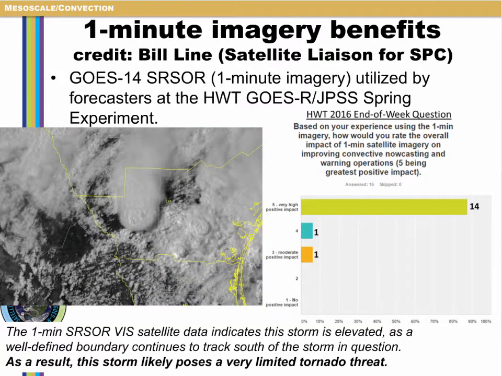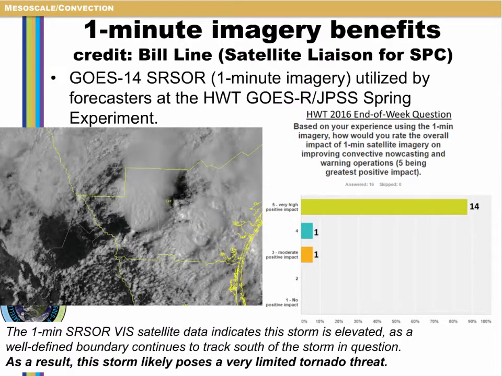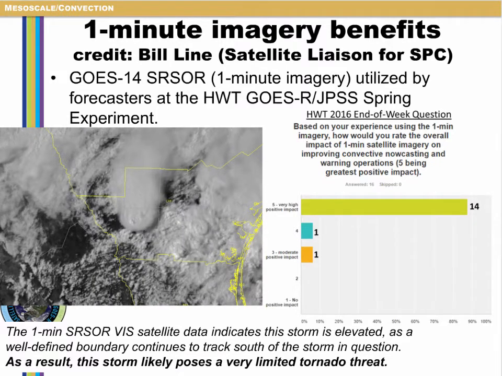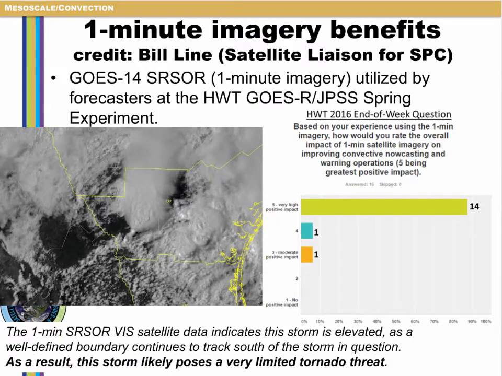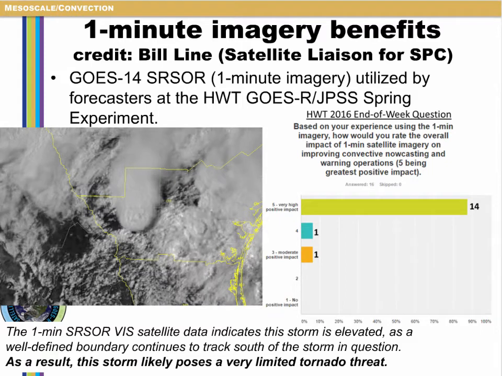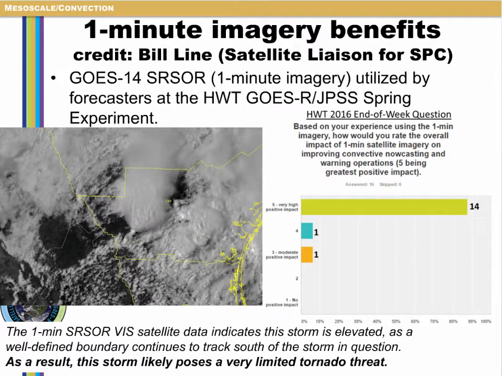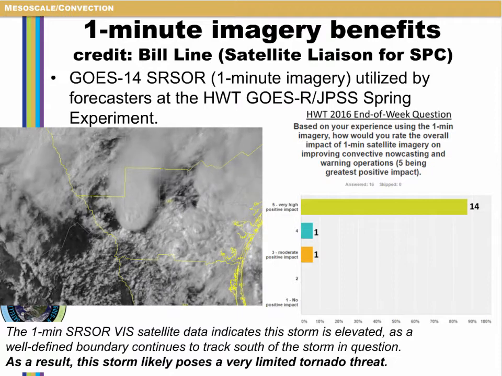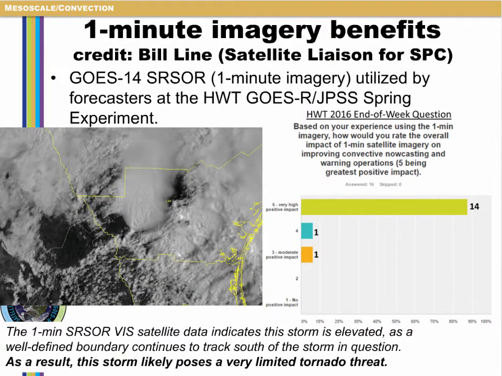During the Hazardous Weather Testbed GOES-R JPSS Spring Experiment in 2016, forecasters were provided with 1-minute imagery from GOES-14 SRSOR. A survey on usage of the 1-minute imagery regarding its impact on improving convective nowcasting and warning decision-making showed overwhelmingly very high positive impact.